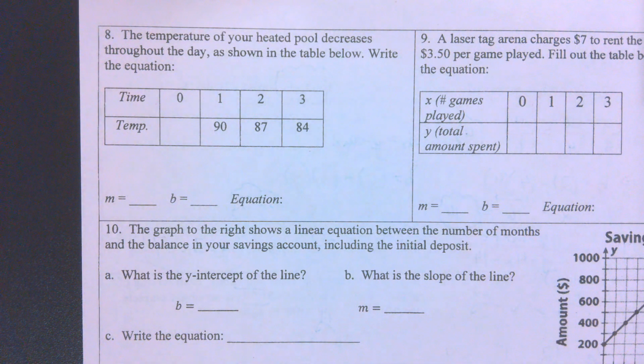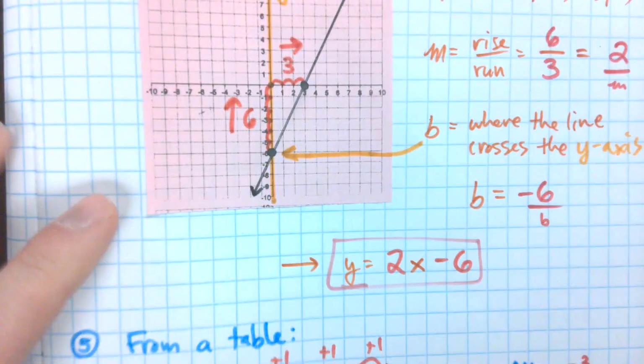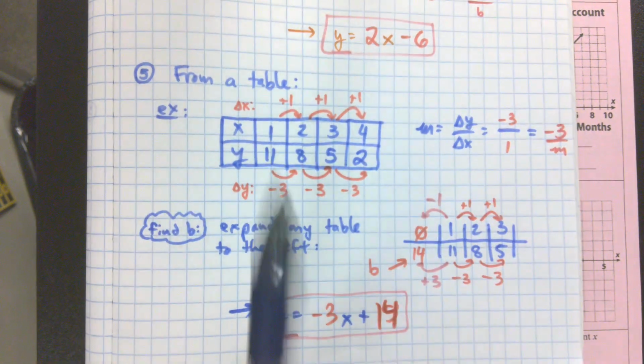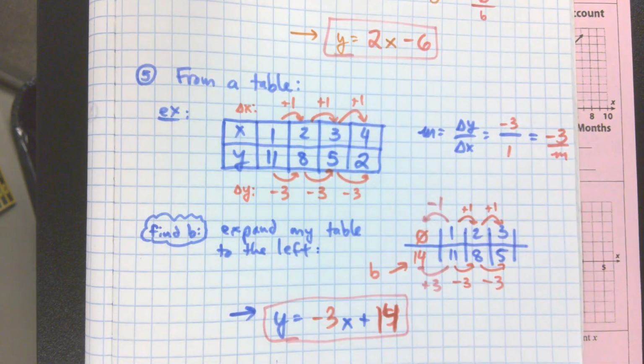Writing an equation from a table is method 5 from our notes yesterday. So if you see a table on the test and you're told to write an equation, look at method 5.